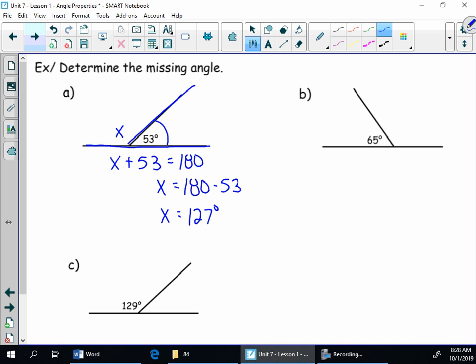If we try the next one, I see a straight line. It's met by another line. I know this has to be an unknown one, and together it has to make 180. Or 180 minus 65 has to be 115. There's no question about that.